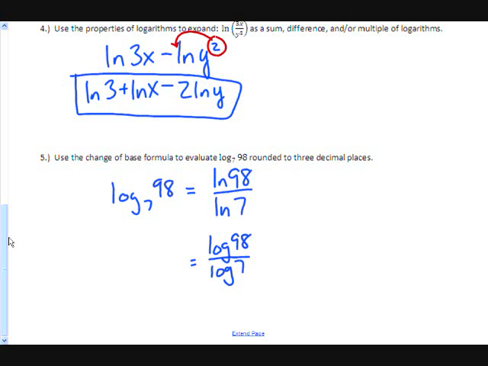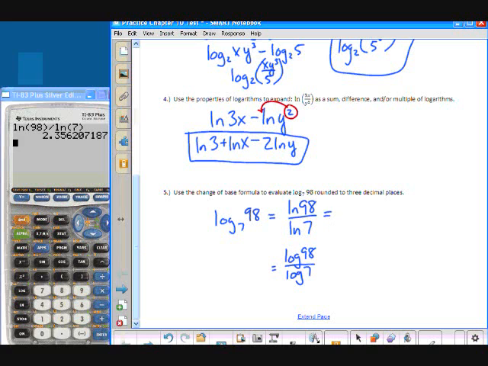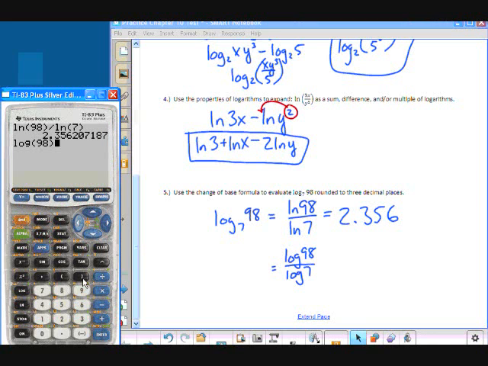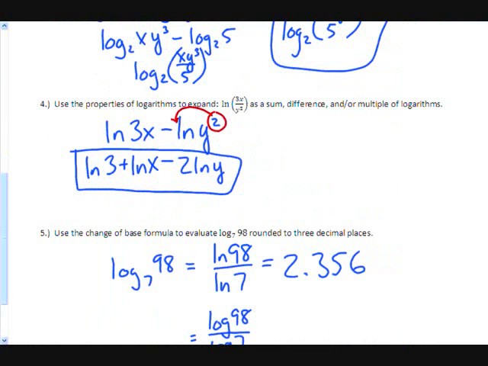And just to show you how to plug this into the calculator, I've got my calculator ready to go here. So the first one, natural log of 98. And again, make sure you close that parenthesis, divided by the natural log of 7. Again, close the parenthesis. You get, to 3 decimal places, 2.356. And just to show you, if I use the common log of 98 divided by the common log of 7, it gives me the same answer. Okay, so either one, that's our change of base formula. Again, the change of base formula says we can use whatever base we want, so use either common log or the natural log. All right, and that's it for that one.